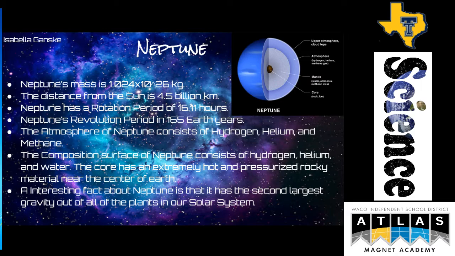Neptune. Neptune's mass is 1.024 times 10 to the 26th power kilograms. The distance from the sun is 4.5 billion kilometers. Neptune has a rotation period of 16.11 hours. Neptune's revolution period is 165 Earth years. The atmosphere of Neptune consists of hydrogen, helium, and methane. The composition is that Neptune is a gas planet. An interesting fact about Neptune is that it has the second largest gravity out of all of the planets in our solar system.